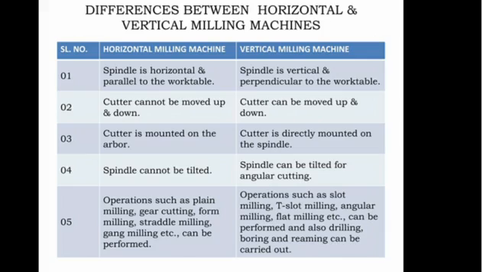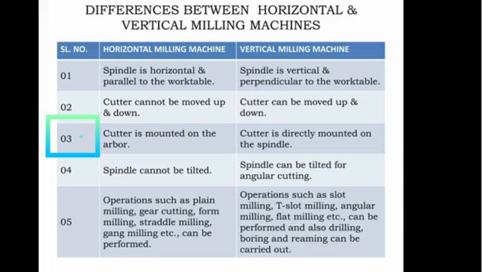Differences between the horizontal milling and vertical milling machines. 1. On horizontal milling machine, the spindle is horizontal and parallel to work table, while on vertical milling machine, the spindle is perpendicular to work table. 2. On the horizontal milling machines, the cutter cannot be moved up and down, while on vertical milling machines, the cutter can be moved up and down.